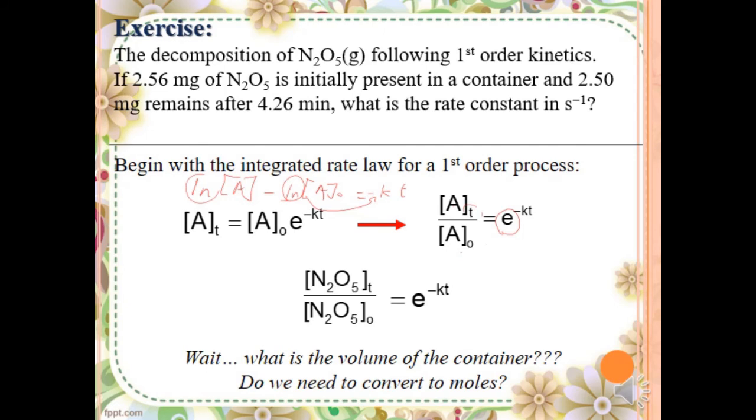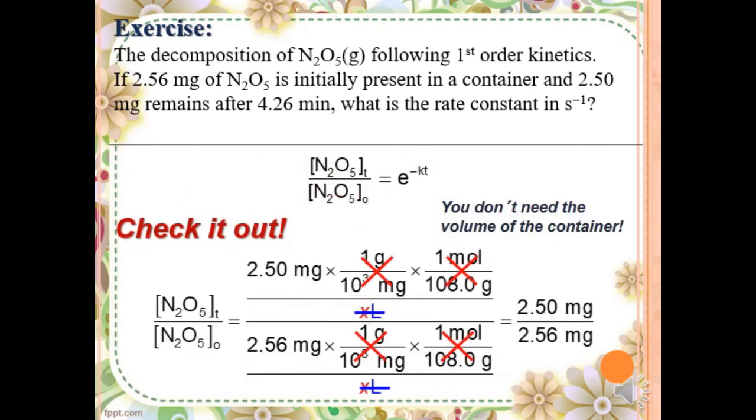So substitute the information given in the question inside the formula. Substitute 2.5 as the dinitrogen pentoxide concentration at time t, and then the initial concentration, which is 2.56 milligram. So this is what we get.